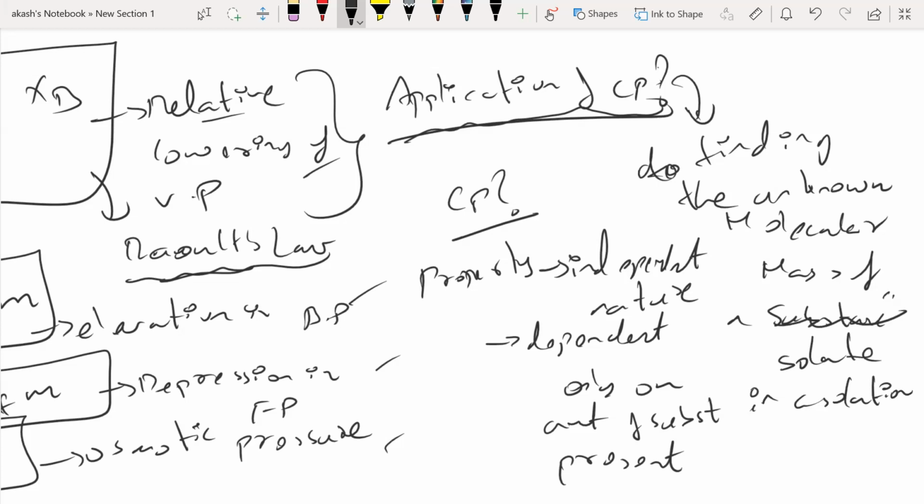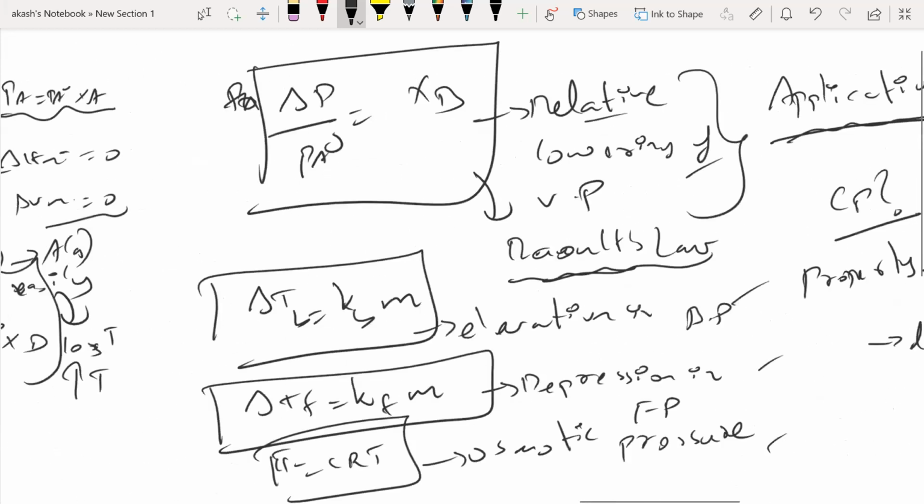It is used to find the unknown molecular mass of a solute in a solution, even though I don't know what the solute is. Obviously, if I know what the solute is, I know the molecular mass. I can calculate it by writing the atomic masses, right? But if I don't know what the solute is, still I will be able to find the molecular mass. Okay, so that is the application of colligative properties, right?